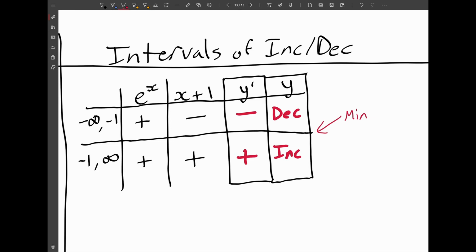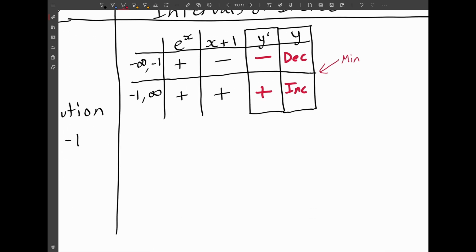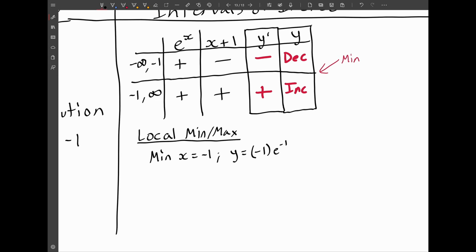Negative and positive. So that means that we are decreasing over this interval and increasing over this interval, which means that, since we're going from decreasing to increasing, this must be a local minimum. Okay, so we're going to look for our local min, local max. So we've got a minimum at x equals -1. And if we go back to our original equation, when x is equal to -1, y will be -1 e to the -1, which is just -1 over e. And for local maxes, none. We don't have a local max.